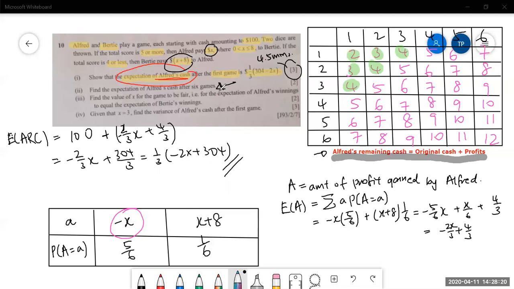So we cannot use this thing times 6, of course. If you use this thing times 6, it'll be ridiculous. This thing is the remaining cash, his total sum of money. What is the changing variable, the floating variable? It's the profits here. So you should use the expectation of the profits times 6, then you add to the 100. You cannot use this times 6.